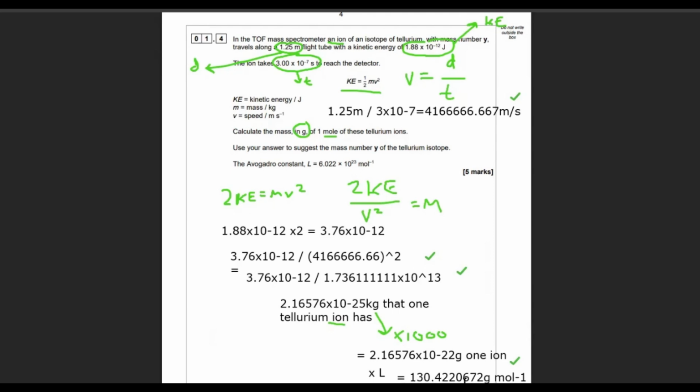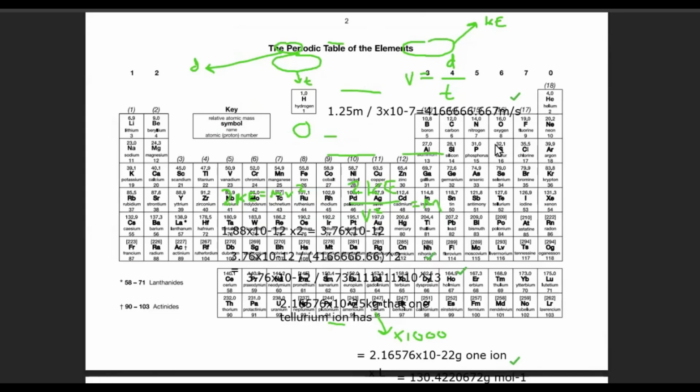Okay, now what I want to do here is go to the next bit, the fifth mark. Use your answer to suggest the mass number of the tellurium isotope. Now, this is where people might make a mistake. If we go to our periodic table, look at sulfur, 32.1, look at chlorine, 35.5. You might say you can have decimals for these. Yeah, but chlorine 35.5 is made of two isotopes. One is chlorine 35, one's chlorine 37. Isotopes have a whole number, an integer for their mass number. Why? Because you can't have half a proton or half a neutron.